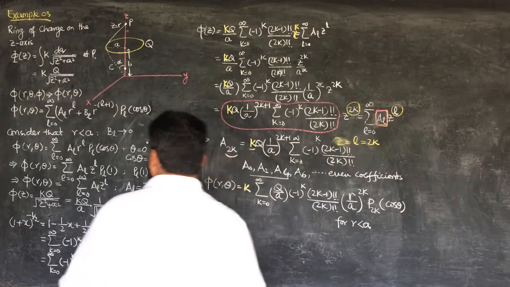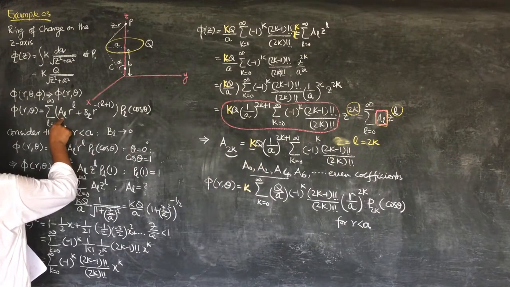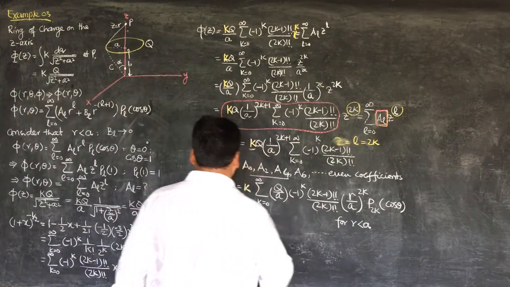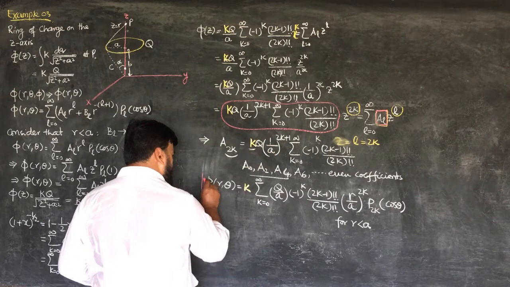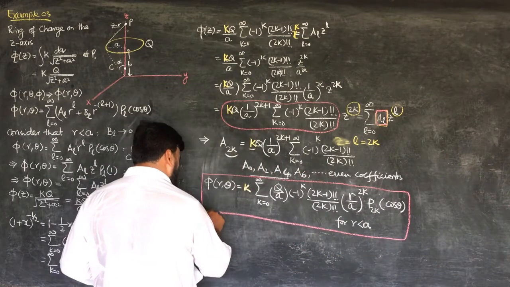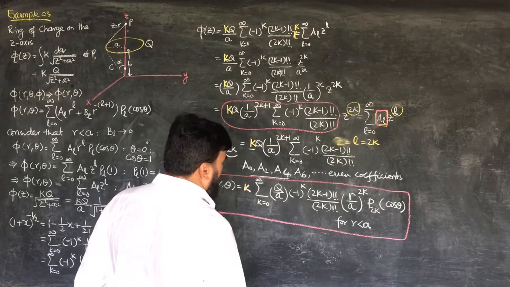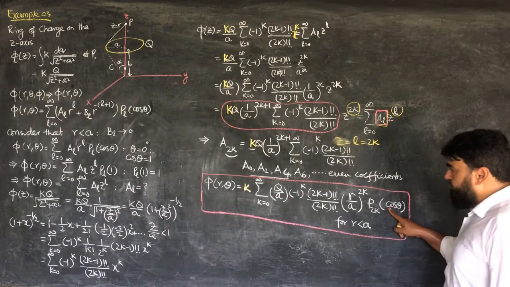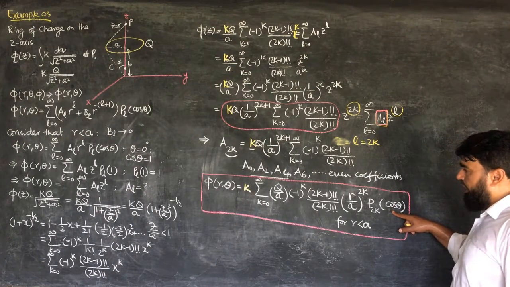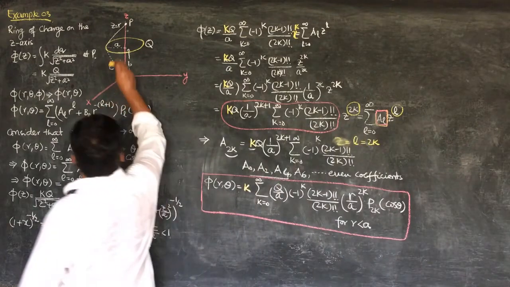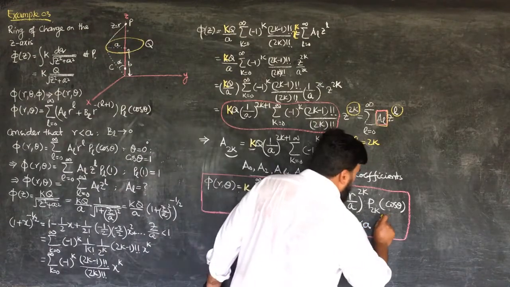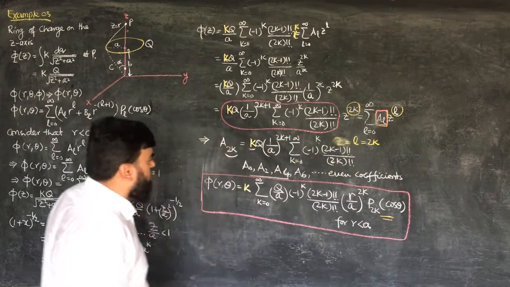While when we will have r greater than a, then this component will go to zero, this coefficient goes to zero, this will become non-zero, and we will get the solution. And this is finally our generalized solution, which is having all the results involved in this. Note that only on the z-axis this cos theta will be equal to 1, while away from the z-axis, here and here, we are having then those polynomials, the Legendre polynomials, we will have to calculate.